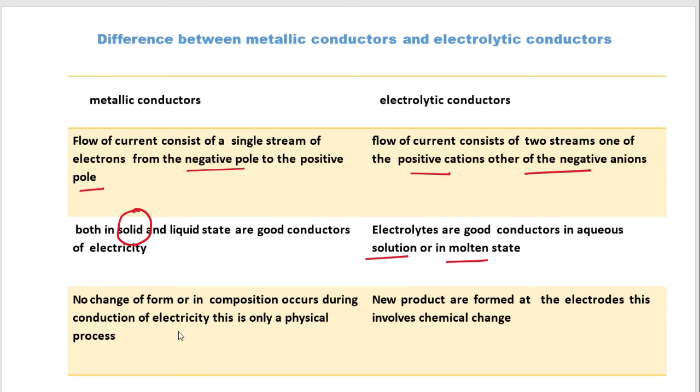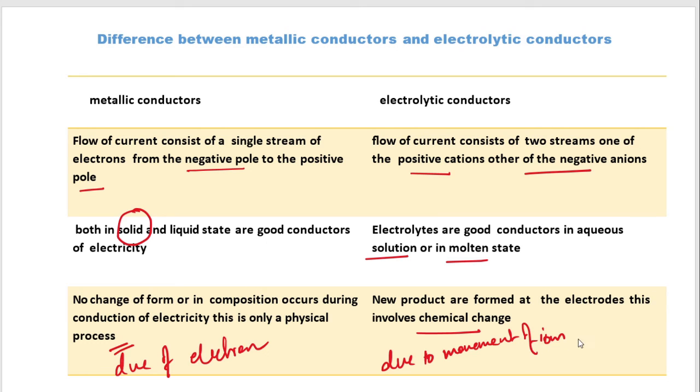No change of form or composition occurs during conduction of electricity in metals, that is, it is a physical process, and in case of electrolytic conduction it is a chemical process. New compounds will be formed. Also, in case of a metallic conductor, it is only due to the movement of electrons that electricity is conducted, but in case of an electrolytic conductor, it is due to the movement of ions which will conduct electricity.